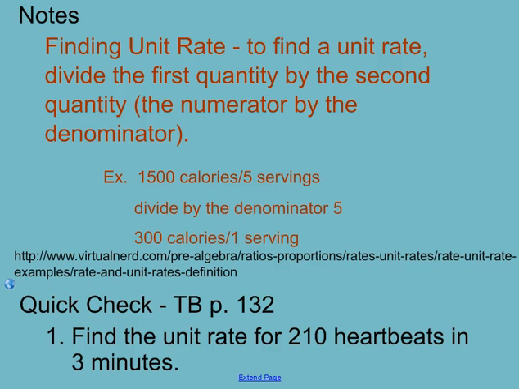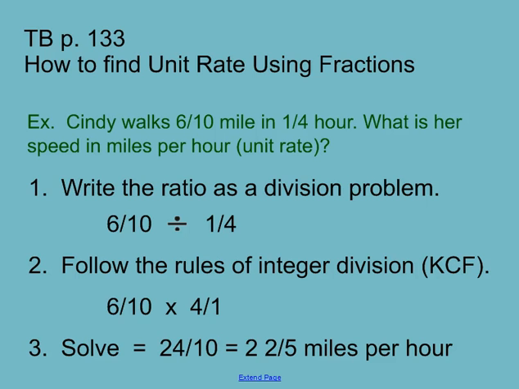To find the heartbeat in 1 minute, you have to divide both the numerator and the denominator by 3, and you should get 70 heartbeats in 1 minute, or 70 heartbeats per minute. Now, how do we find unit rate using a fraction?